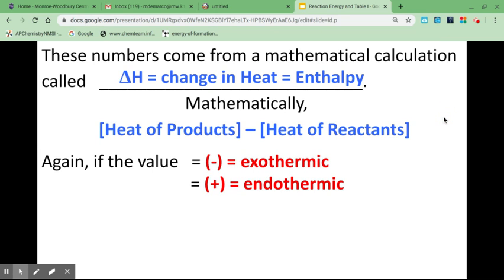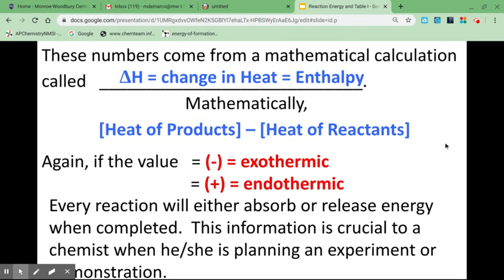And as we saw, if it was negative at the end, it's exothermic. If it was positive, it's endothermic. Very simple calculation to do. And yes, we will need this later on in this topic. For now, we're just looking up answers, but later we'll have to calculate what these things actually are.